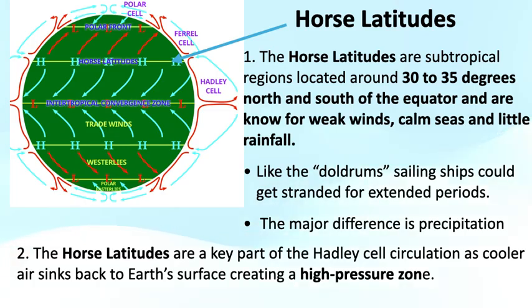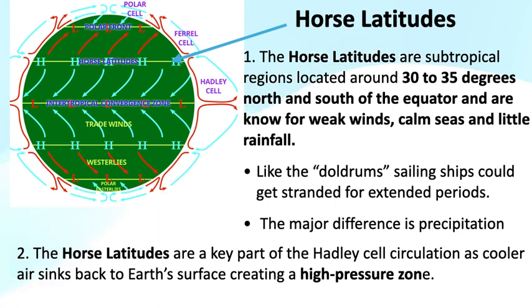So let's move on now to the horse latitudes. The horse latitudes are subtropical regions located around 30 to 35 degrees north and south of the equator. And they're also known for their weak winds, calm seas, and in this case, very little rainfall. Because these are high pressure systems that are coming in, it doesn't get as much rain. So like the doldrums, there's little wind here, but in this case, there's very little precipitation.